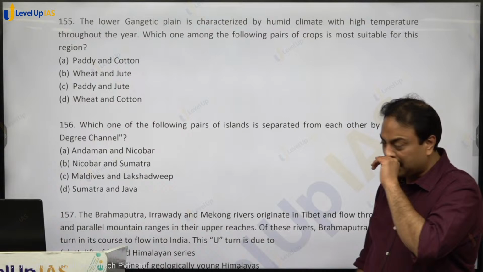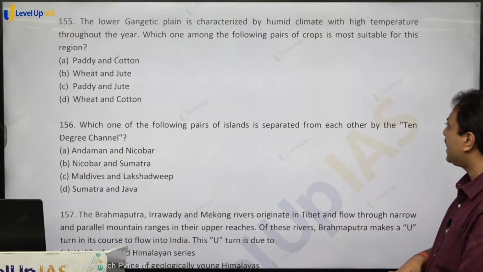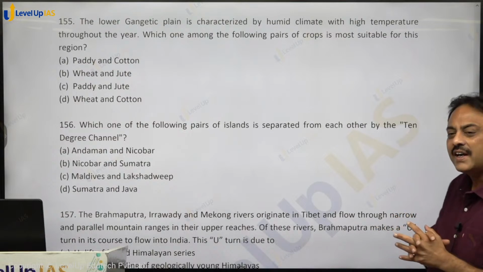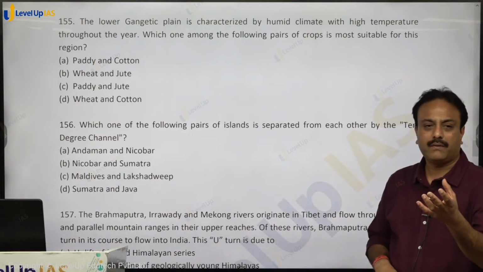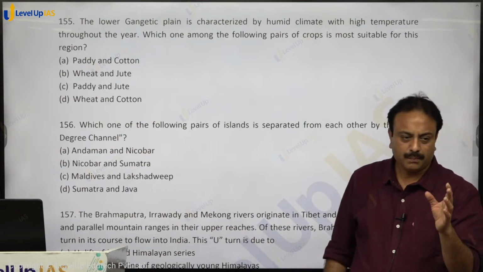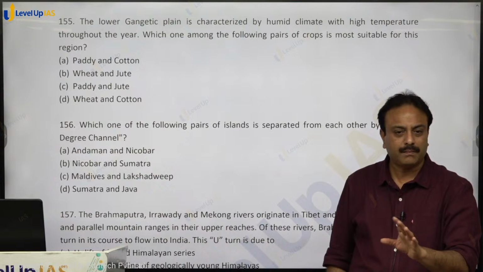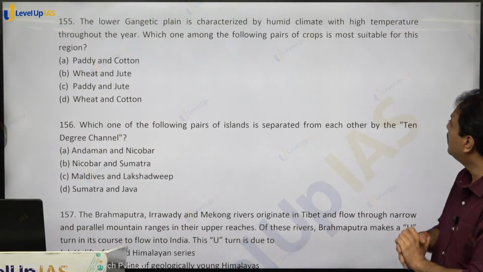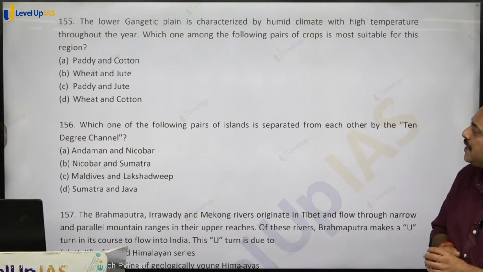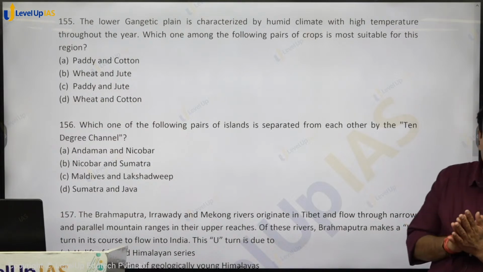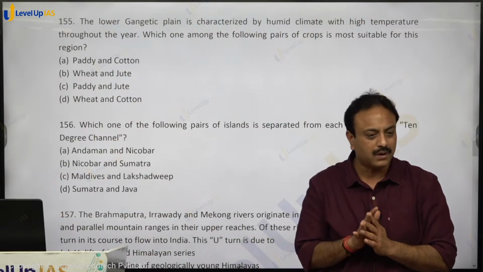155. The lower Gangetic Plain is characterized by humid climate with high temperature throughout the year. Lower Gangetic Plain means West Bengal, Bihar, maximum, right? With humid climate, high temperature throughout the year, which one among the following pairs of crops is most suitable for this region? It receives high temperature, high rainfall, right?